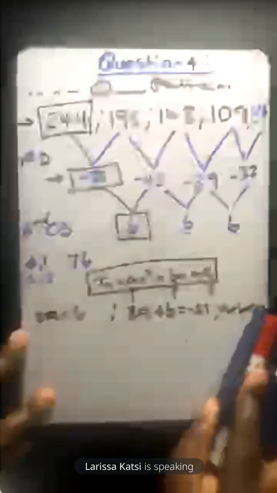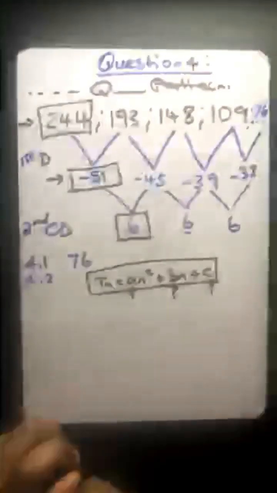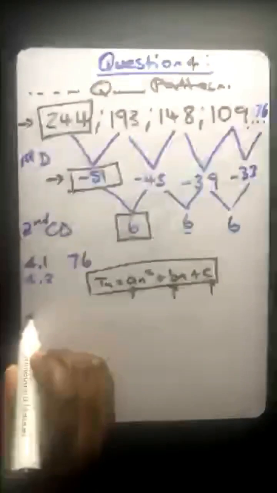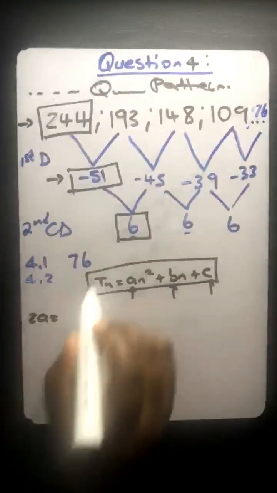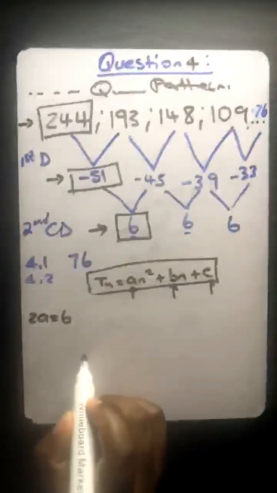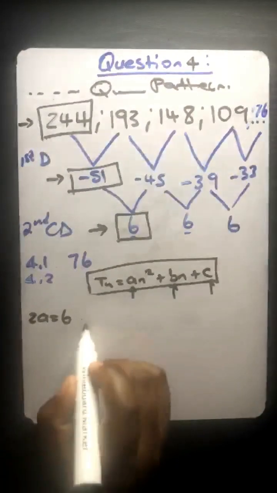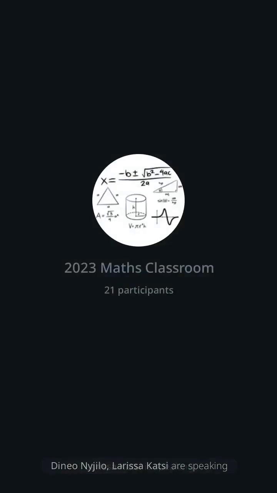Sir, can I make a correction? Yes. What is the first one, if you remember? It's 2A. 2A is equals to that. Yeah, it's 6, isn't it? Yes, sir. The second one is 3A plus C is equals to 51.